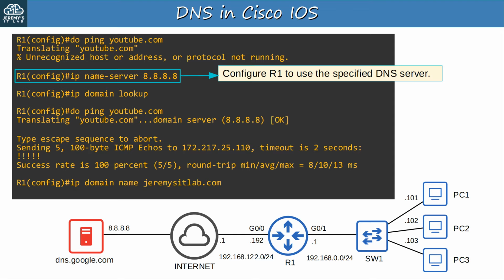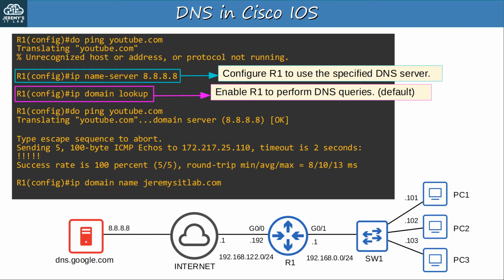Then I used the command ip name-server 8.8.8.8, configuring R1 to use Google's DNS server. I also used the command ip domain-lookup. Once again, this command is enabled by default, so you don't actually have to enter it, but make sure you know it. Then I tried the ping again, and it worked. So we have configured R1 as a DNS client. However, this time it is not a DNS server. If PC1 tries to use R1 as a DNS server, R1 will not reply to PC1's queries.